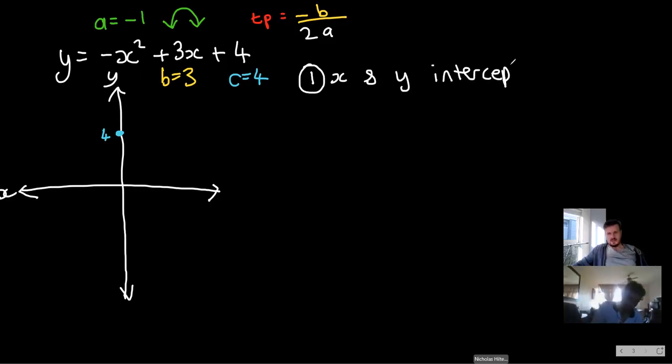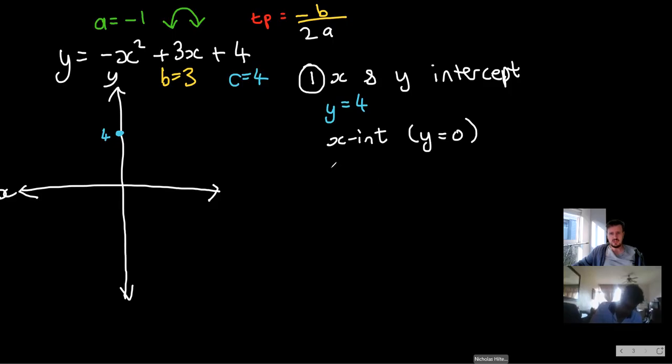Okay, well, the first one is easy, right? That's just y equals 4. We've explored that already. Now, the second one is to say, well, to get our x-intercept, we make y equal 0.